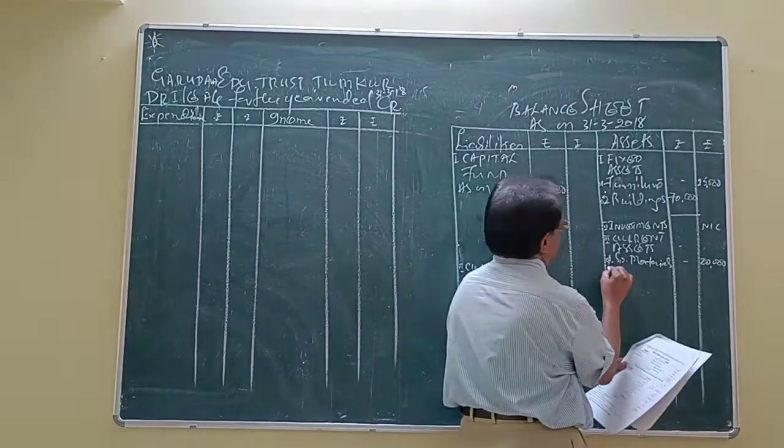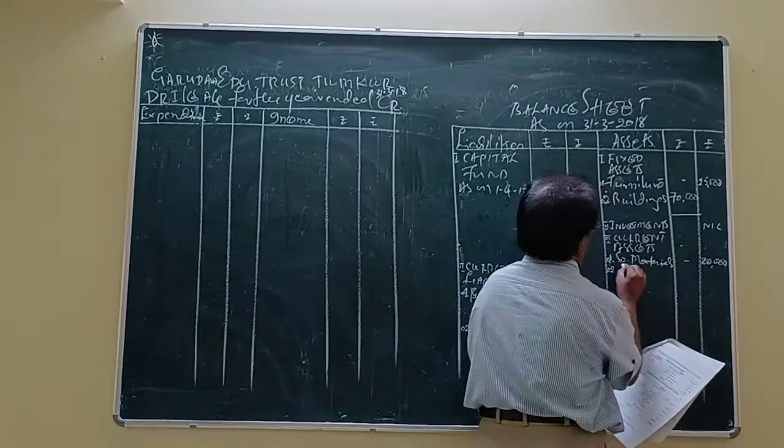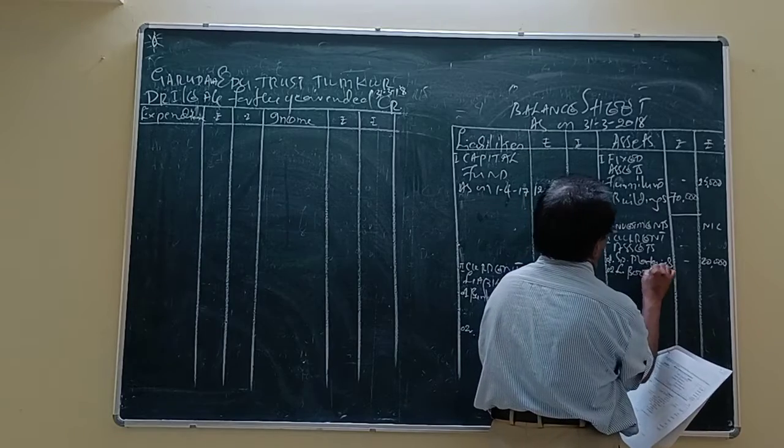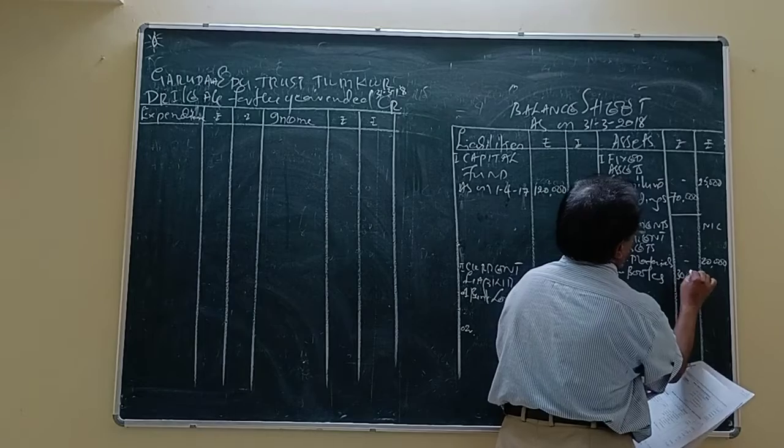Next, library books. It is also a current asset. You have to show it under the heading current asset. Library books. There is one adjustment. You have to show this item in the inner column.